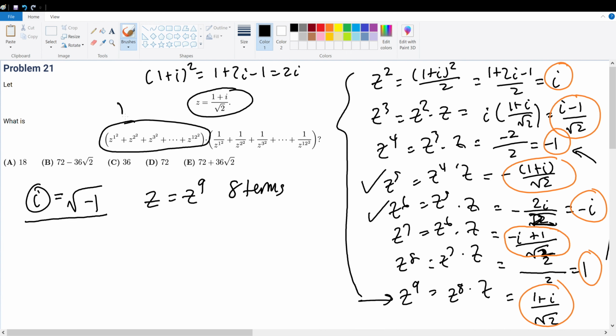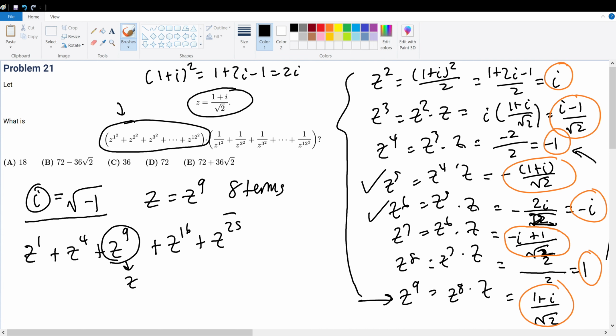Well, I boxed off this quantity because we can first evaluate this quantity, and then we can find this one, because it's just everything reciprocal. So, for the first one, that's z to the 1 plus z to the 4 plus z to the 9. But wait, z to the 9 is a repeat, so that becomes z. Alright, let's continue. z to the 16, now we have z to the 25. That's too big.